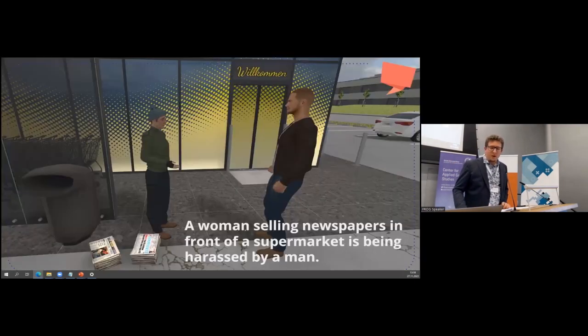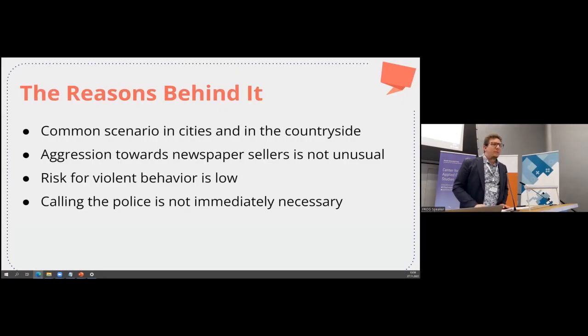So what we did in our games is, our scenario was a woman selling newspapers in front of a supermarket, and she's being harassed by a man who wants to get a shopping cart and is obviously offended by her standing there; she should get out of the way. He starts yelling at her, and you're going shopping and you encounter this situation. So this is what we chose, and it took us quite some time to get there.